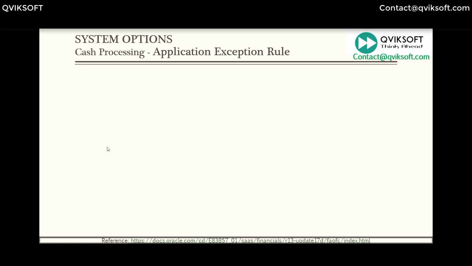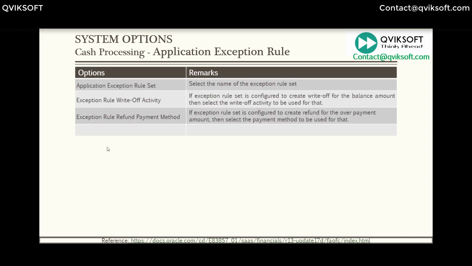Next one is the application exception rules. Basically, exception rules indicate how to process each overpayment and underpayment condition. These rules are used after Lockbox processing. Lockbox is a process which is used to import receipts from an external source. After Lockbox processes and applies receipts, the AutoApply process uses the application exception rule set to determine how to manage over and underpayment.